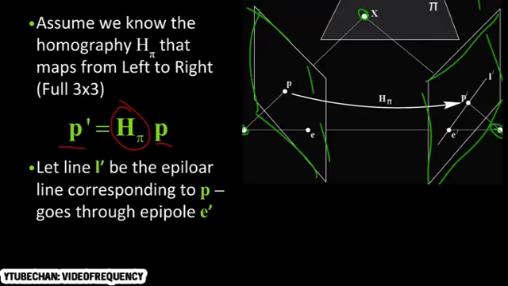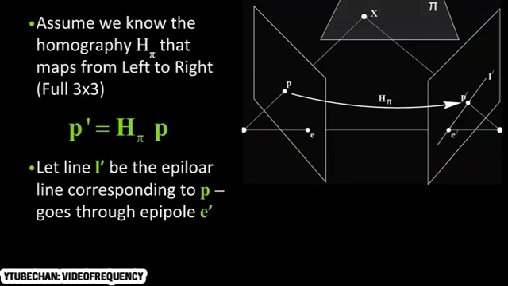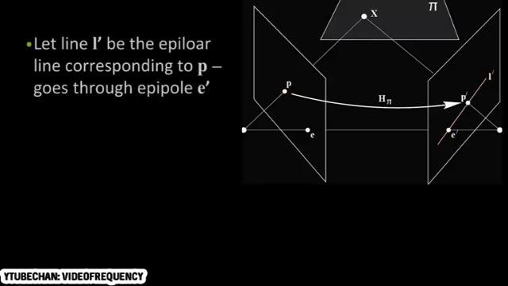The other thing we're going to do is say, for some point P here, L prime is going to be the epipolar line in the prime frame that goes through this epipole E prime. So that's the two things I've set up. I'm going to pretend that I know my homography, and I'm also going to say that that's the epipolar line. Now we do a little math.